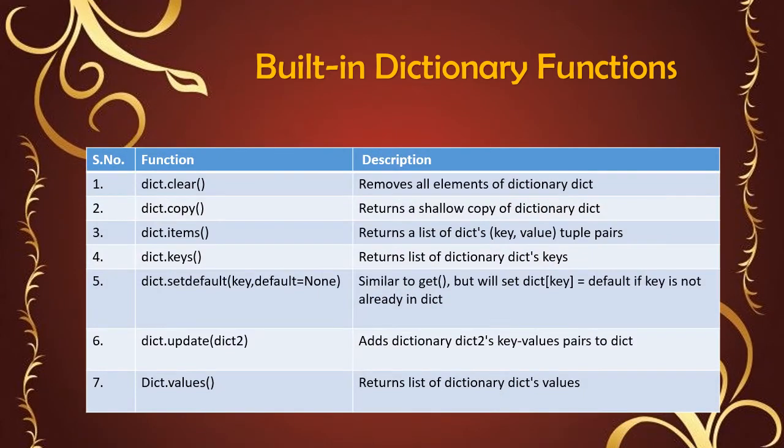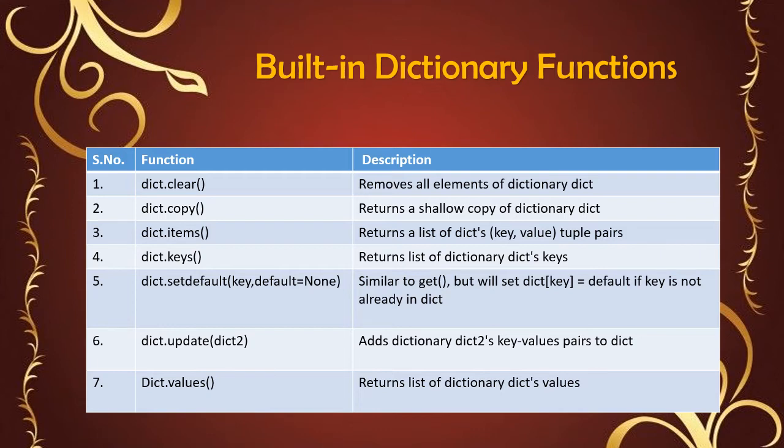And built-in dictionary functions. So clear means remove the elements from the dictionary, and copy means just a copy from one dictionary to another one, and items function returns the list of key value pairs in a table format, and keys means return only the dictionary keys, and values means return only the dictionary values, and the dictionary setdefault function means similar to the get function.